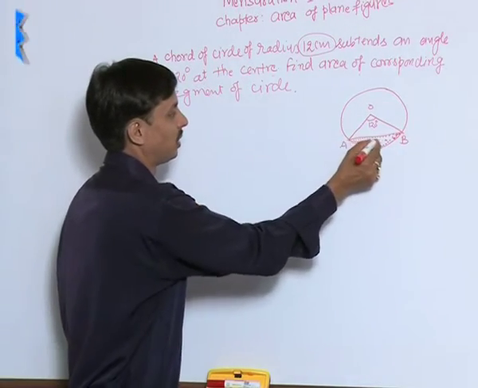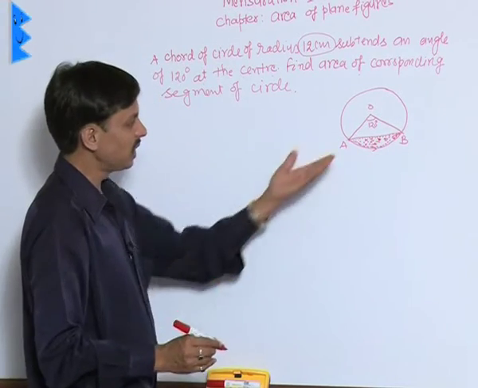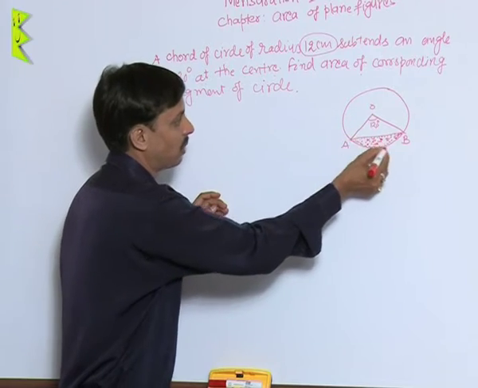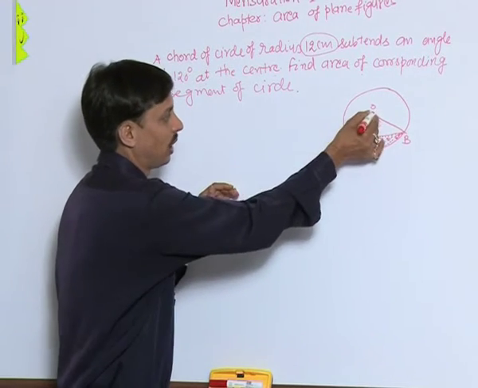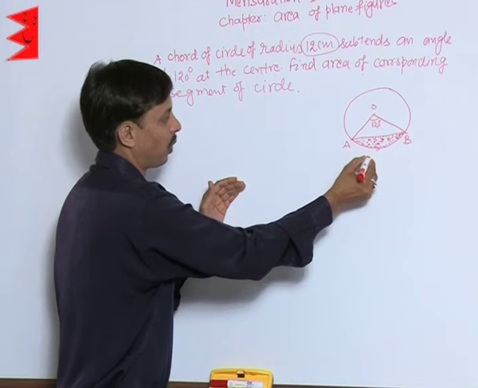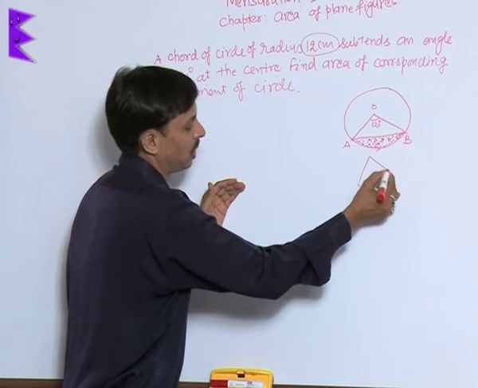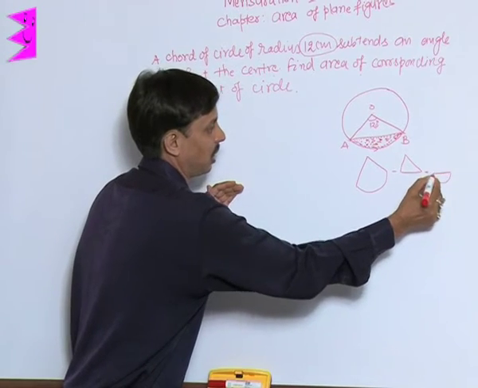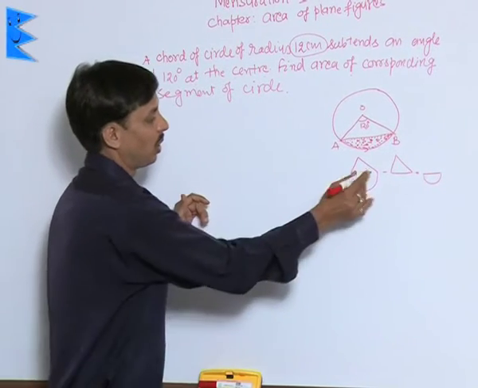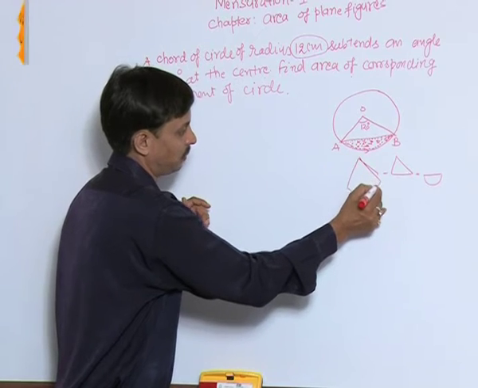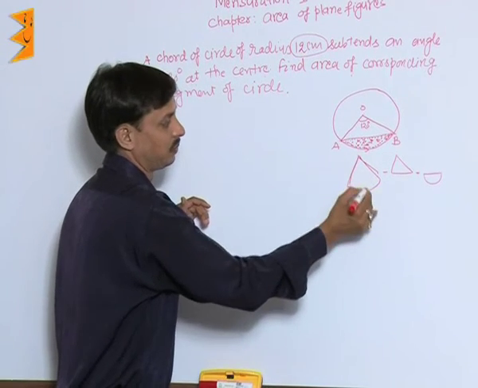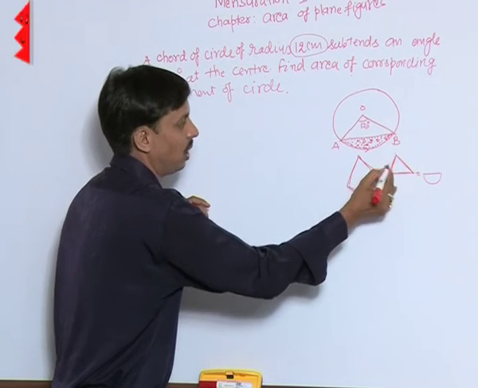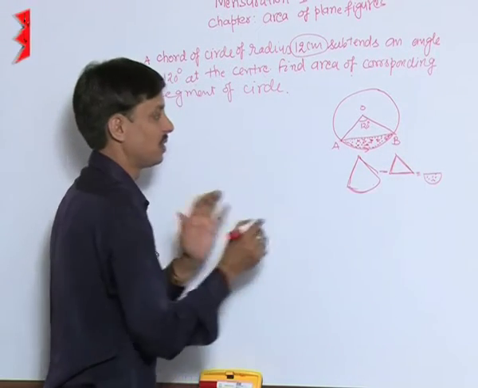We want to calculate the area of this segment. In order to calculate this area, what do we have to do? We have to calculate the area of the sector, and then we have to calculate the area of the triangle. If from the area of this sector I subtract the area of this triangle, I will get the area of this segment. So first of all I will find the area of the sector, then I will find the area of the triangle, and if I subtract these two, I will get to know the area of the segment.